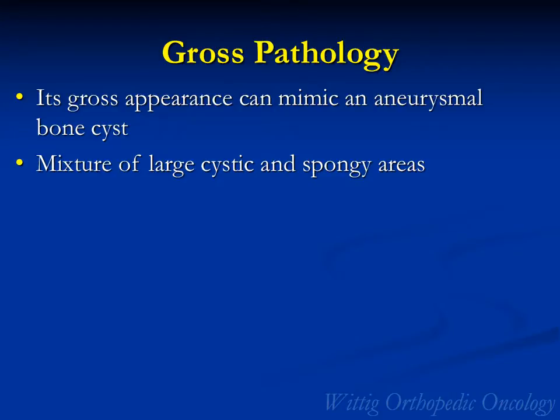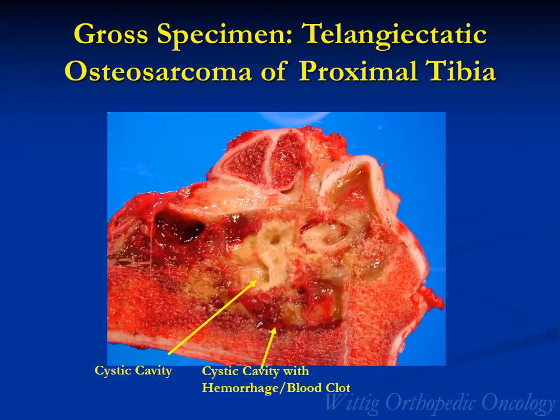The gross appearance of a telangiectatic osteosarcoma can mimic an aneurysmal bone cyst. There's a mixture of large cystic and spongy areas. Here's an example of a telangiectatic osteosarcoma of the proximal tibia. This is a gross specimen that was transected coronally, and you can see these cystic cavities here, of which there are many, and many of them in this section are filled with blood.